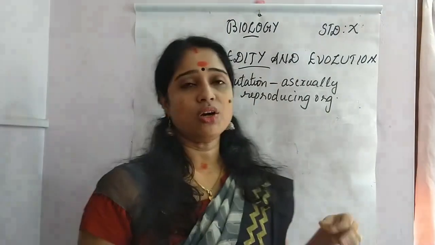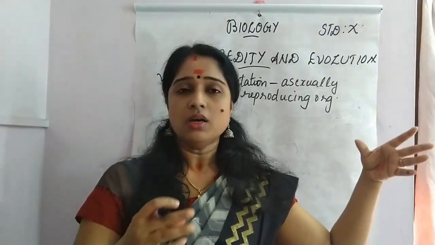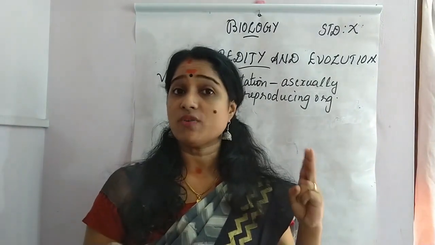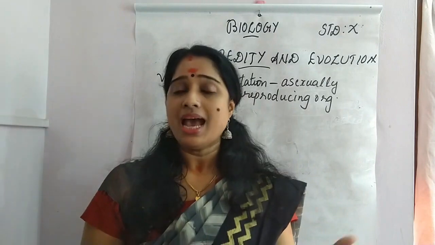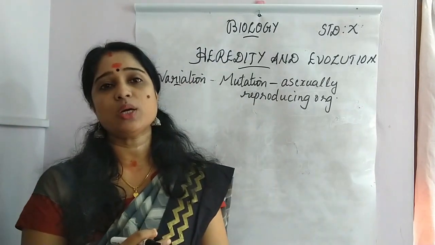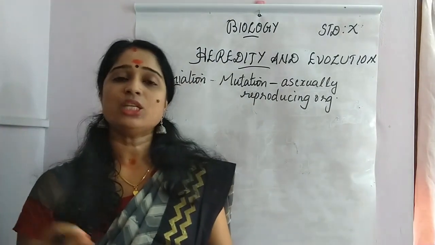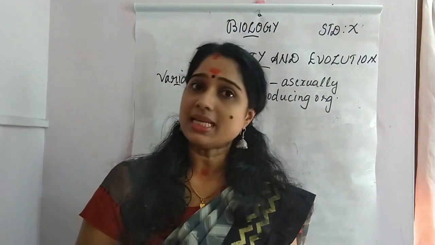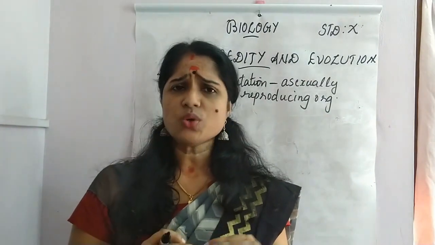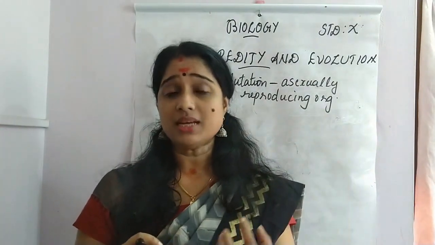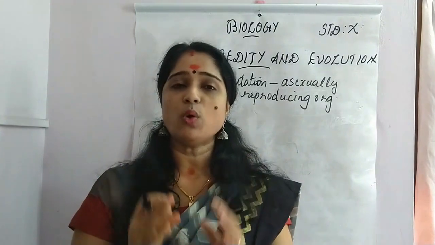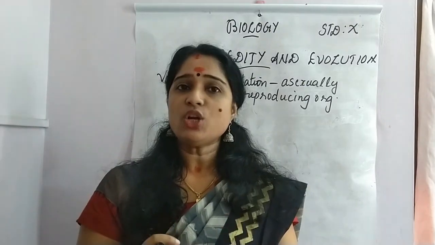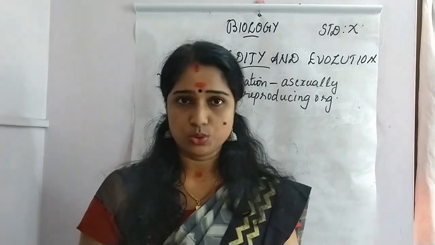So we know that heredity means the parents' characters are generally transmitted to the offspring. And you know that in the case of sexually reproducing organisms, as well as in human beings, 23 chromosomes they receive from the father and 23 they receive from the mother. So in total how many chromosomes? Yes, 46 chromosomes are there. So they are receiving some amount of characteristics similar to the parents. Similarly, they have certain variations also.